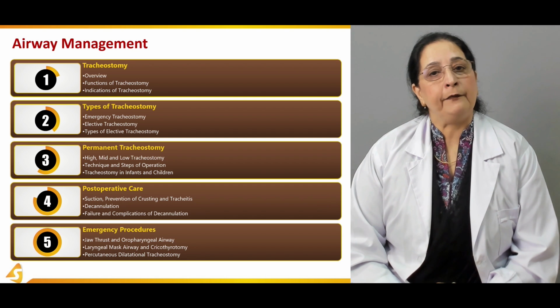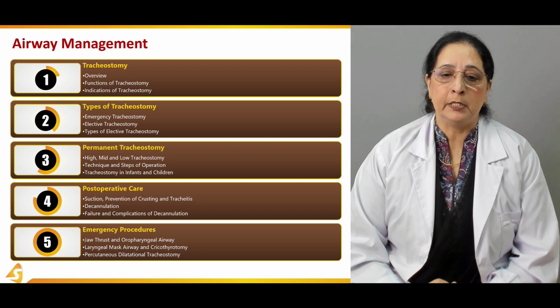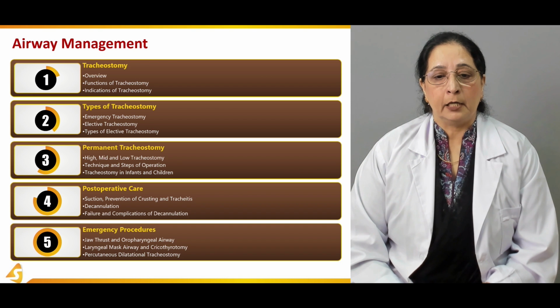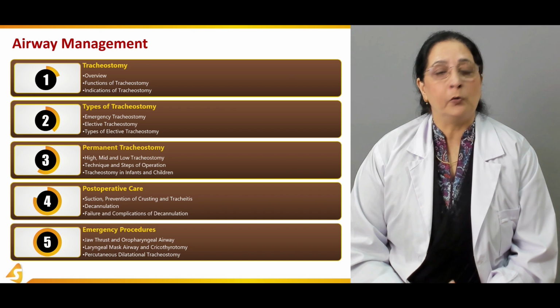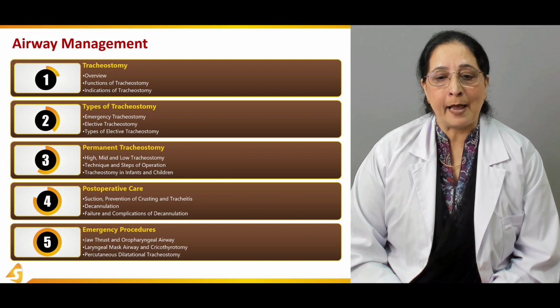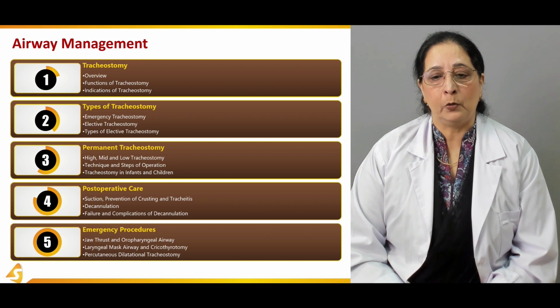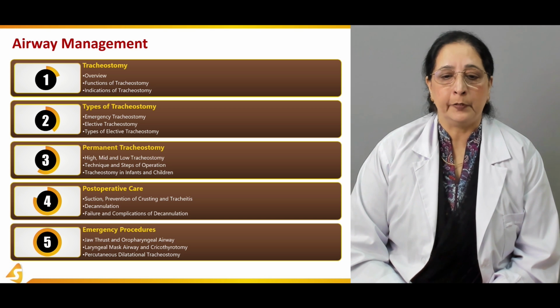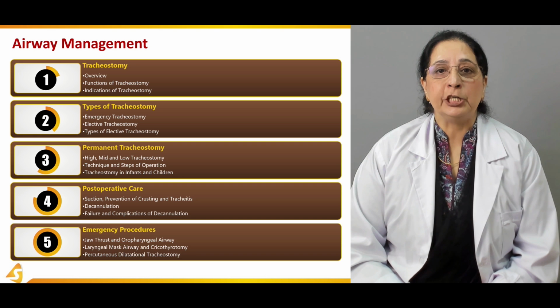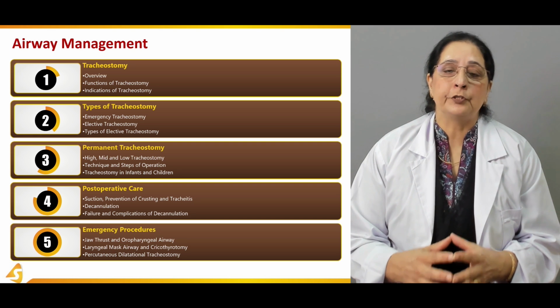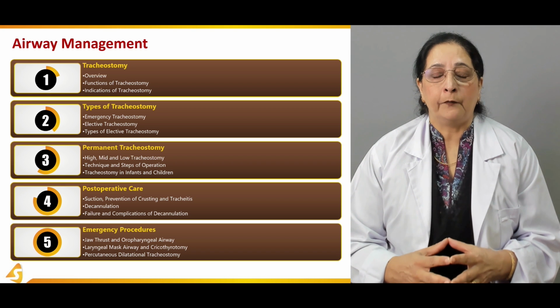Then in the fifth and final section, we will talk about the emergency tracheostomy, jaw thrust and oropharyngeal airway, laryngeal mask airway and cricothyrotomy. And also we will talk about the percutaneous dilational tracheostomy. So all these are some emergency procedures that can be performed.